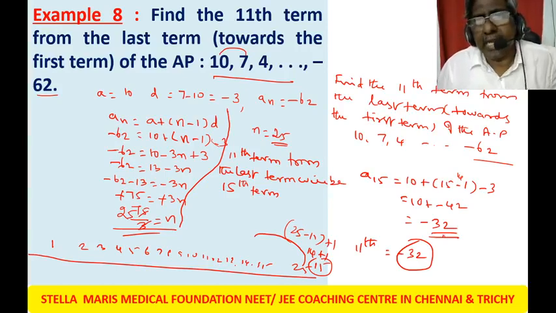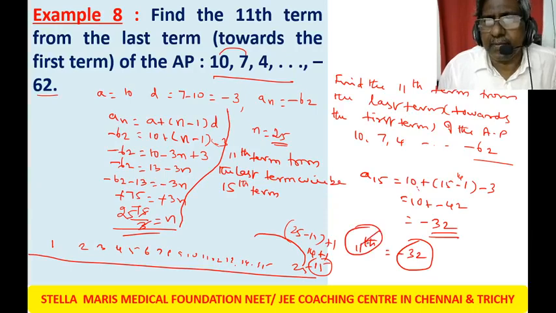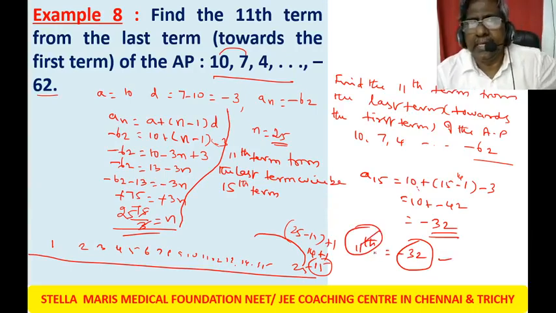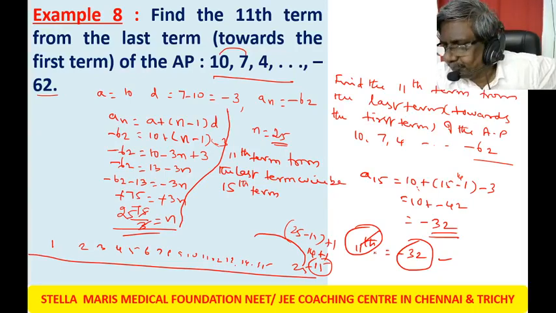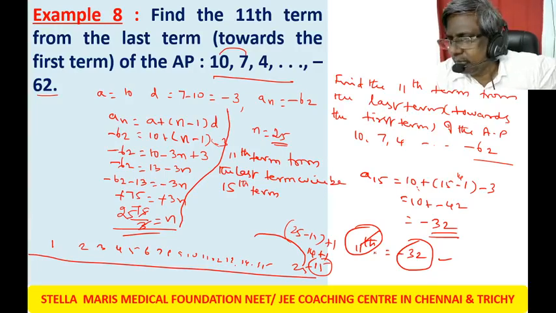The 11th term from the last term will be minus 32. Tell me if it is difficult, and I'll explain again. If there is any problem, I will explain to you again. But Ravraj, you are right. You have done it.